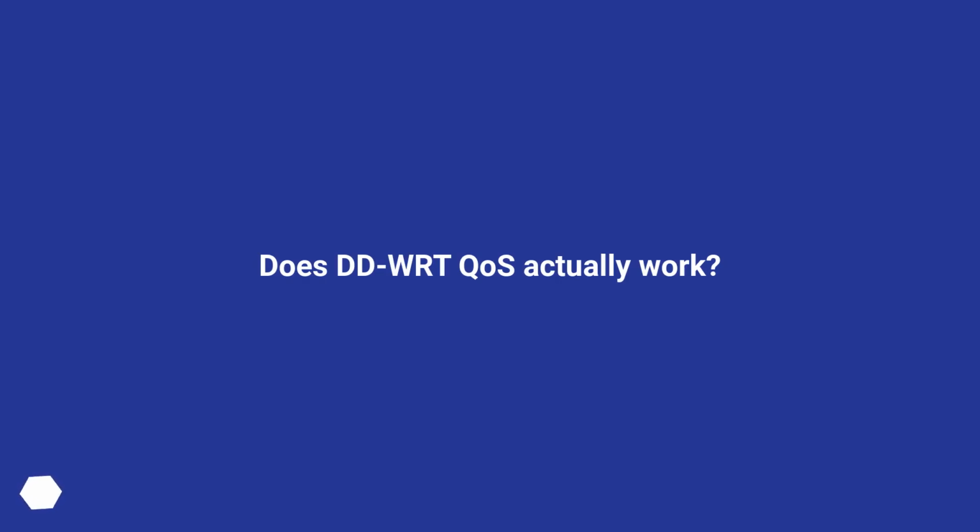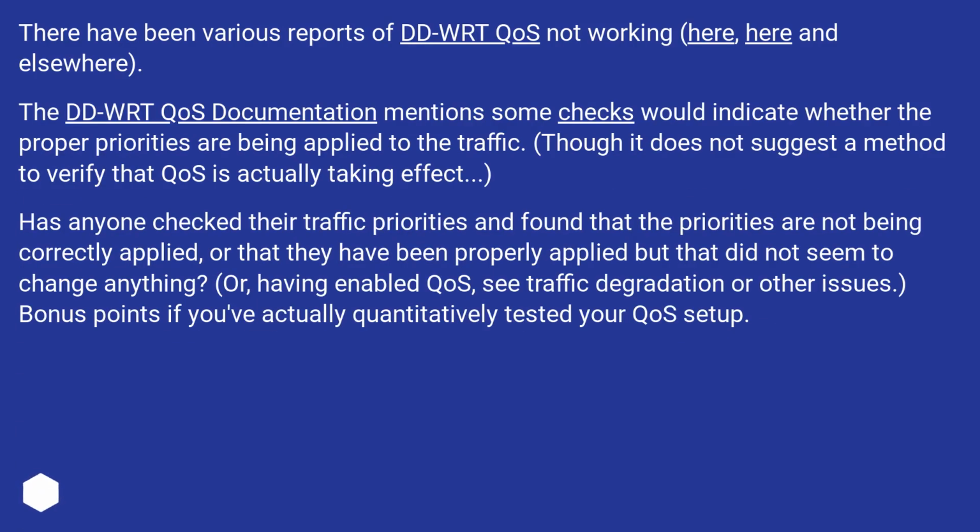Does DD-WRT QoS actually work? There have been various reports of DD-WRT QoS not working, here and elsewhere. The DD-WRT QoS documentation mentions some checks that would indicate whether the proper priorities are being applied to the traffic, though it does not suggest a method to verify that QoS is actually taking effect.